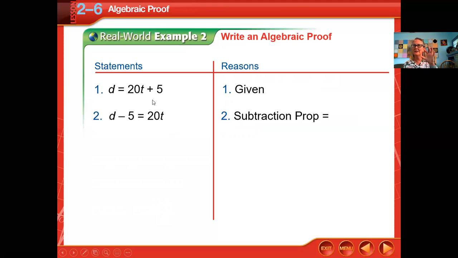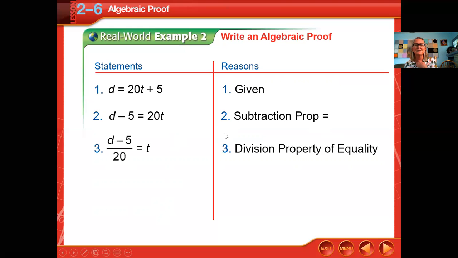I didn't write it here. I'm trying to show you a shorter way of doing it. Like if you did it in your head, I would take away 5 here. So I have 20t left. And then over here, I would have d minus 5. And that's the subtraction property of equality. This is a shorthand way of writing property of equality.